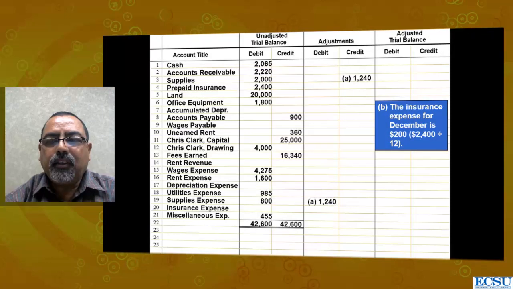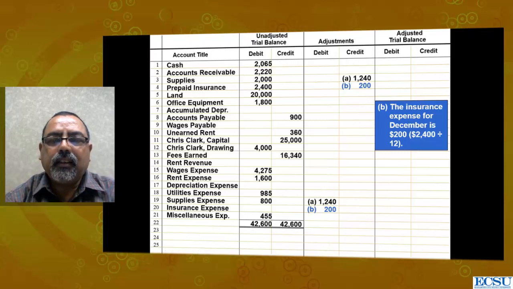For B, the insurance expense for December is 200. So prepaid insurance, out of the 2,400, 200 has been expensed. So we'll have to do that. So here in this case, prepaid insurance is going down by 200. So that is why it is credit. Insurance expense is going up. That's why it is a debit. Remember the rules of debit and credit.